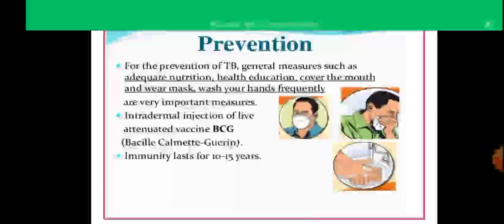Next we enter prevention. How do we prevent this disease? For prevention of TB, general measures such as adequate nutrition are important, because a healthy person does not contract this disease so easily. We also need awareness through health education, covering the mouth, wearing a mask, and washing hands frequently, which are very important measures. And the intradermal injection of live vaccine BCG, Bacillus Calmette-Guerin.